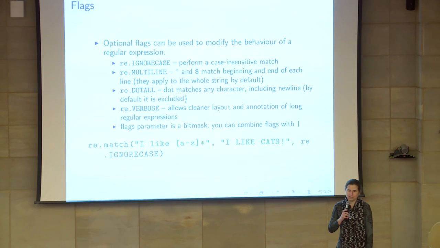Dot all lets new lines be treated as a normal character. So it makes the dot stand for anything, including a new line, where by default it excludes the new line. So the dot normally only works within lines.